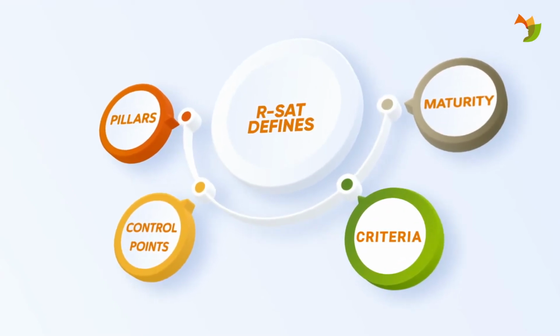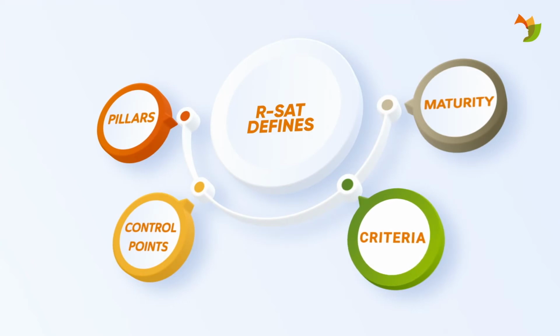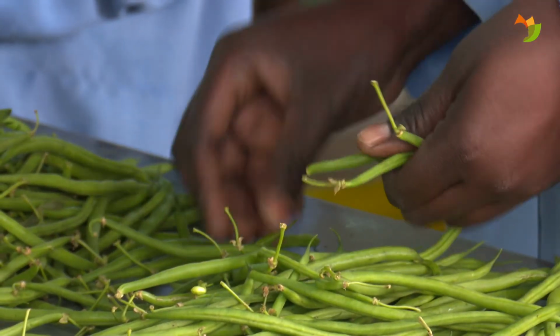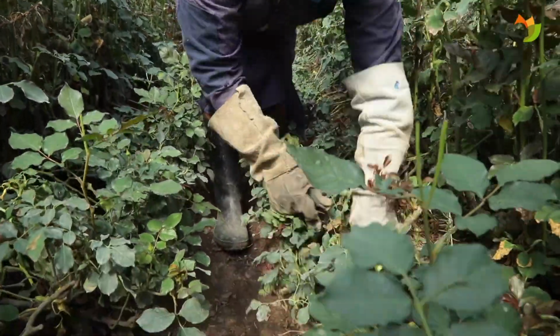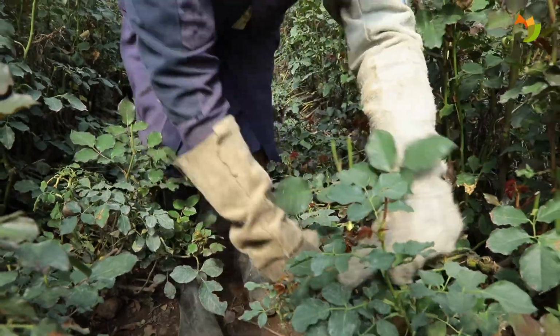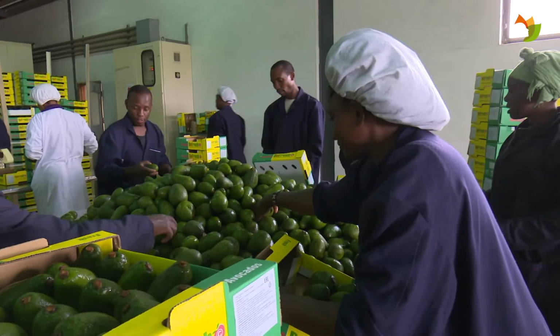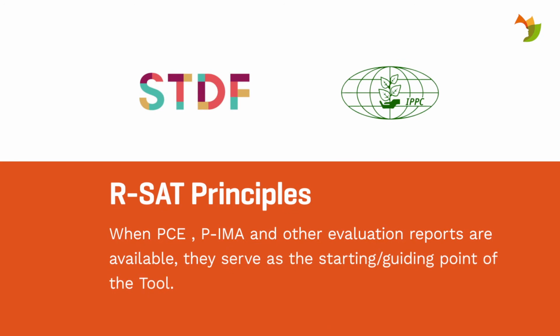Under its principles, the RSAT tool is not prescriptive as it defines the pillars, control points, criteria, and maturity that need to be assessed, and the information and data that need to be collected to inform the analysis. It focuses on identifying gaps towards implementing a national SPS priority action plan, with inbuilt flexibility to allow for necessary adjustments. The tool recognizes the need to go beyond scientific and technical financial considerations and includes issues to do with human and organizational factors, which often are the cause of the bottlenecks that are experienced in failing SPS systems. When PCE, PIMA, and other evaluation reports are available, they serve as the starting or guiding point of the tool.